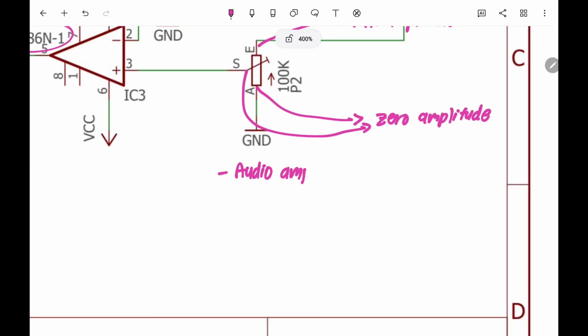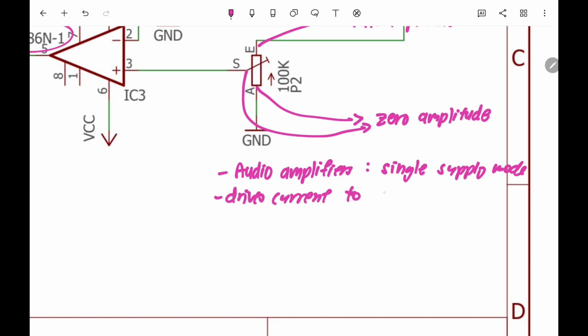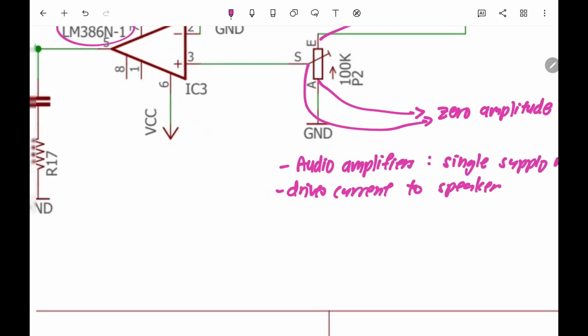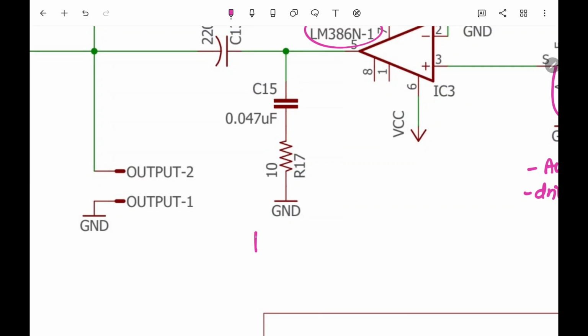This is because audio amplifiers have the single supply mode, which drives any current to the speakers. So this part, it would be the filtering of any high frequencies.